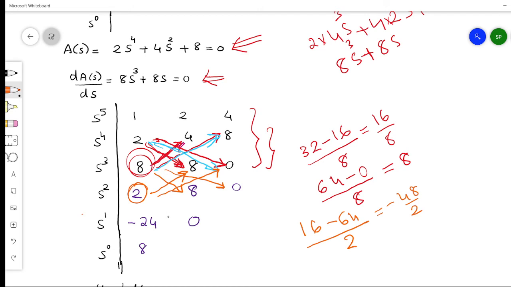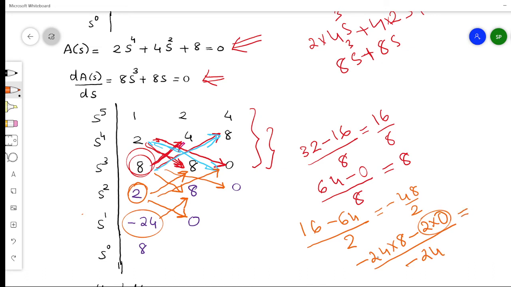Here also we'll be doing the same thing, that is minus 24 into 8 minus 2 into 0 divided by which element? The first element, divided by minus 24. So what will you be getting? You will be getting this one as 0, and minus 24 into 8 divided by minus 24, you'll be getting it as 8. So you got the answer as 8 here.